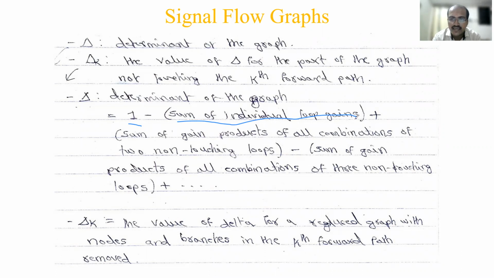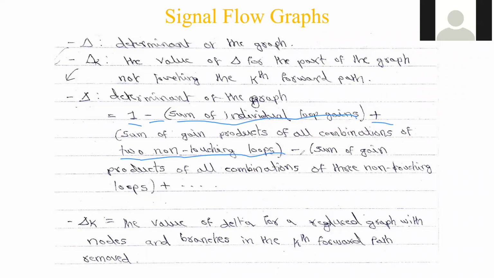Next, plus. Alternate minus and plus you will get. The first minus we have used, so next it will be plus. Now we consider the sum of gain products of all combinations of 2 non-touching loops. I told you I will explain that in the problem. So there are 2 non-touching, 3 non-touching, 4 non-touching loops, and so on; these terminologies are there. We will understand what a non-touching loop is, and what 2 non-touching and 3 non-touching mean. Those terms are written with a plus sign.